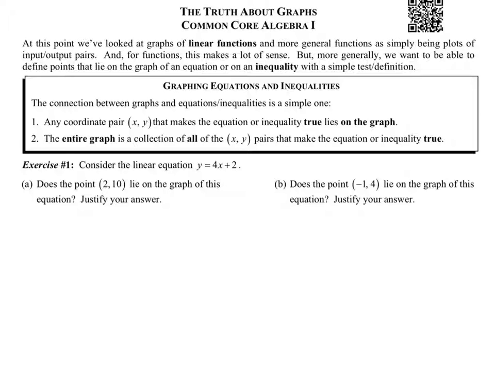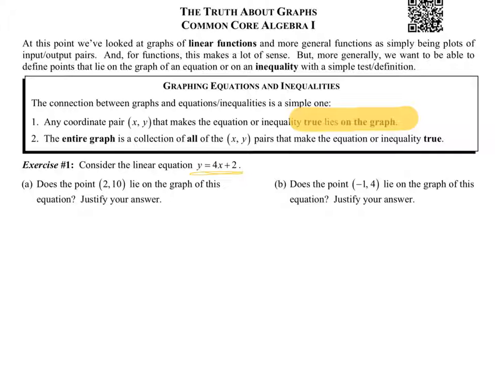But more generally, we want to be able to define points that lie on the graph of an equation or on an inequality with a simple test or definition. So the connection between graphs and equations and inequalities is a simple one. Any coordinate pair x, y that makes the equation or inequality true lies on the graph. So if it is true, it will be on the graph that is given. The entire graph is a collection of all of the x and y pairs that make the equation or inequality true.